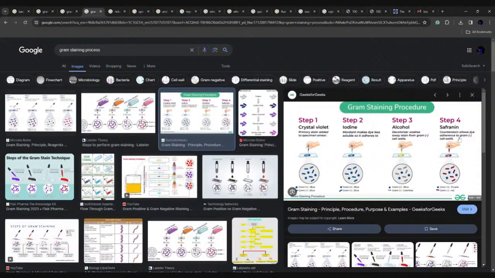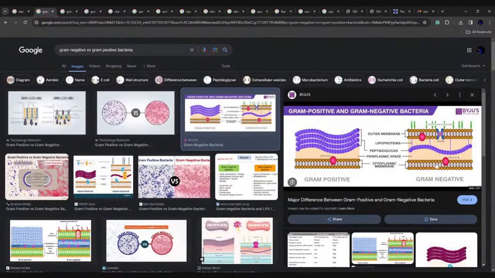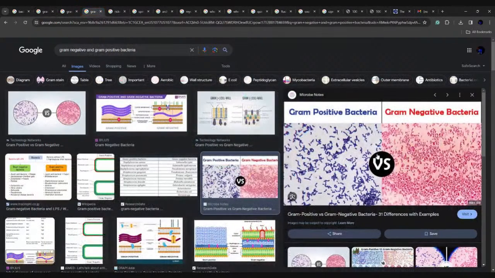And then you do a counter stain called safranin, which is designed to stain cell walls that are not peptidoglycan based. Basically, what this renders is gram-negative bacteria will be stained one color, and gram-positive will be stained a different color. And you can see this here. Gram-positive bacteria have that more crystal violet purple look, while gram-negative bacteria are stained by the counter stain, safranin, which is basically a red or pink color.